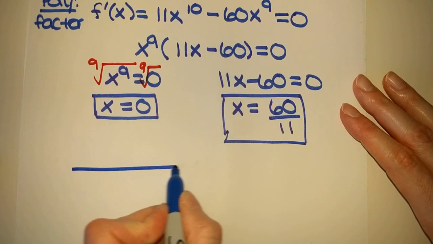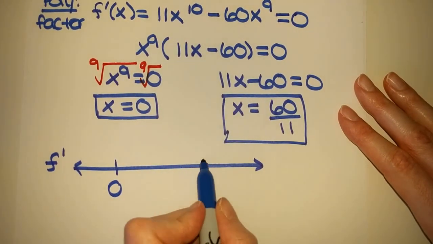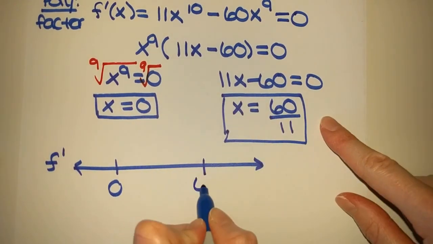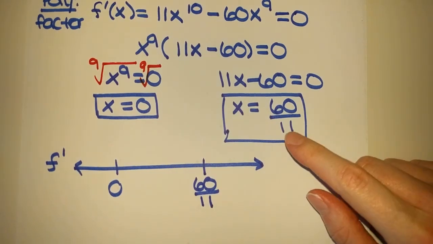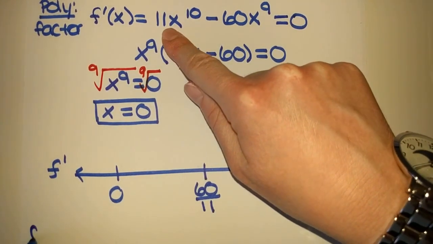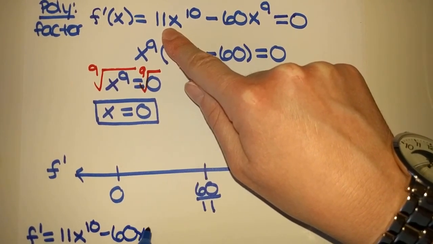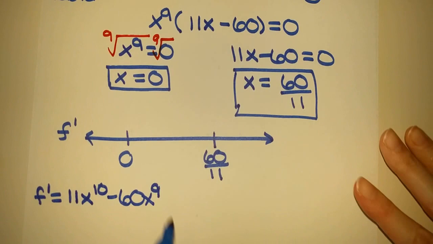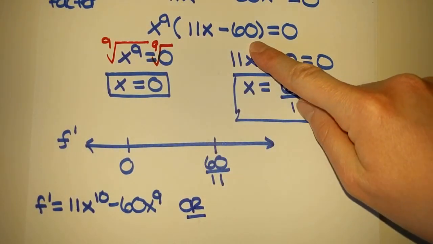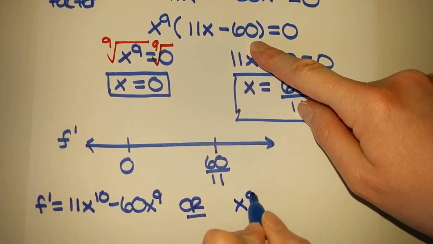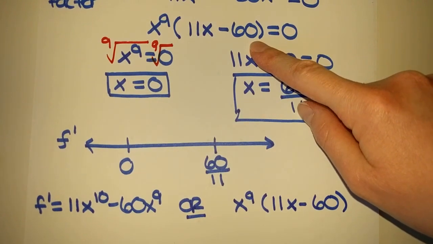All right, so to find out where it's increasing or decreasing, we're going to take our first derivative's critical numbers, the critical numbers of 0 and 60 over 11, and test a number to the left and to the right. Now, remember, you can plug into this formulation of the derivative, the 11x to the 10th minus 60x to the 9th, get an actual number for it, or you can focus on the formulation after you take the derivative and factor it. So the x to the 9th times 11x minus 60. And it's totally up to you which way you want to go.